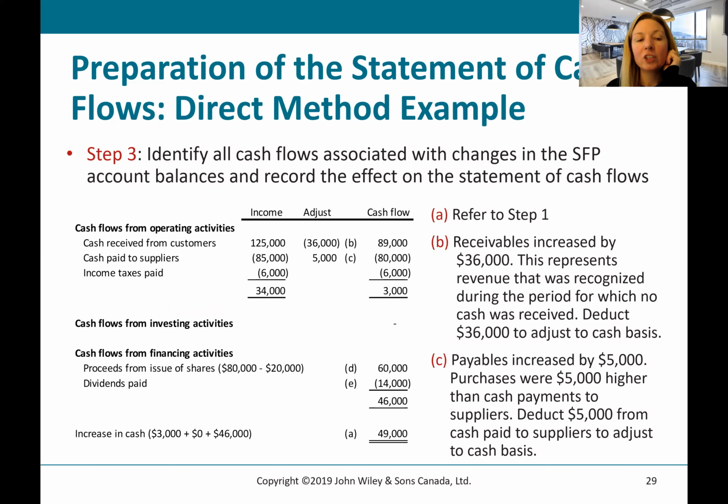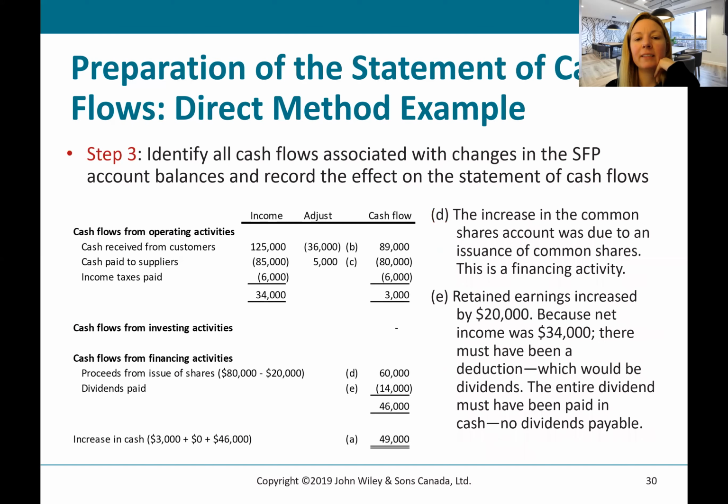So we've got cash provided by financing activities of 46,000. So for our net increase in cash, we're just going to add together the 3,000 from operating and the 46,000 from financing. And we're going to get a net increase in cash of 49,000.